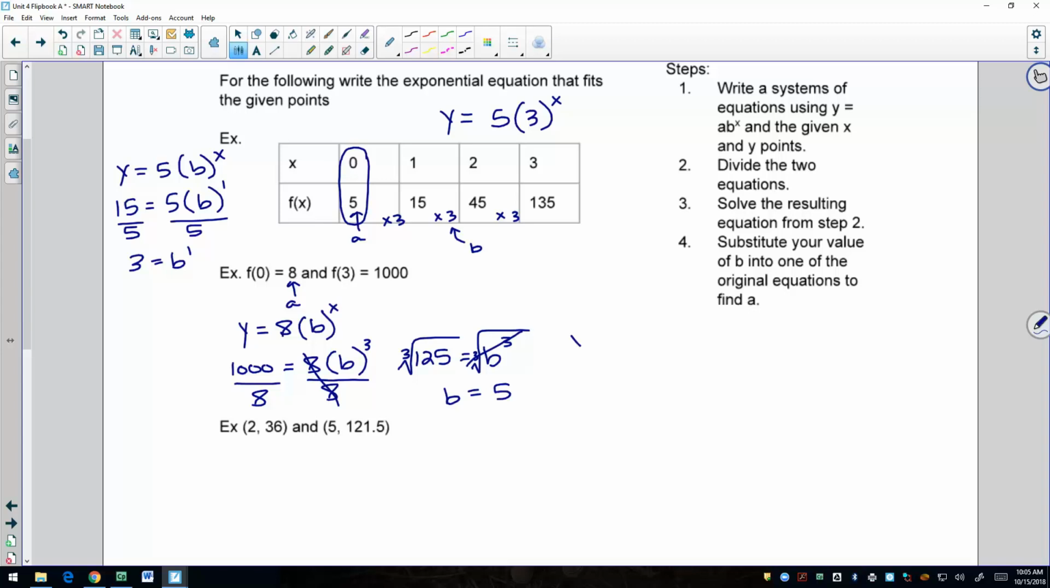So now my final answer, the equation, would be y equals 8 times 5 to the x. Don't forget to tell me the actual equation. Don't do all of this beautiful work to then not tell me the equation.